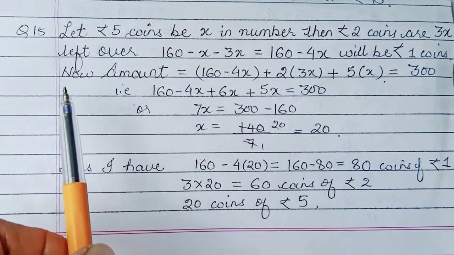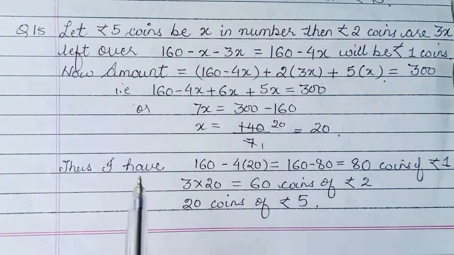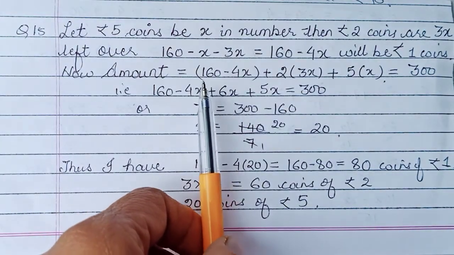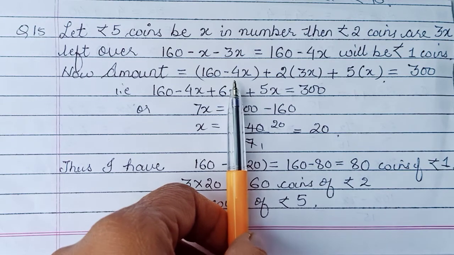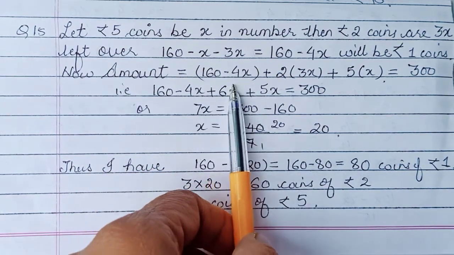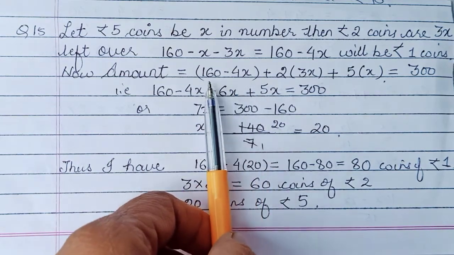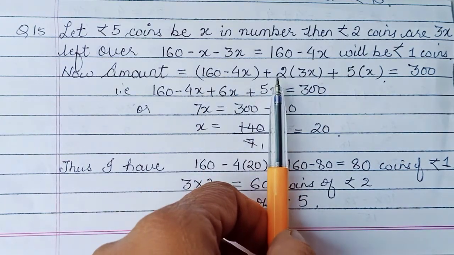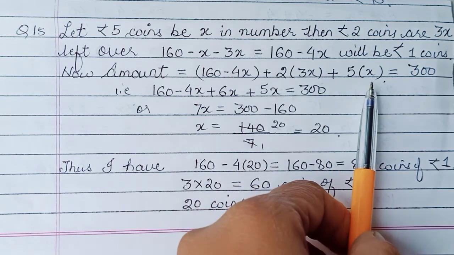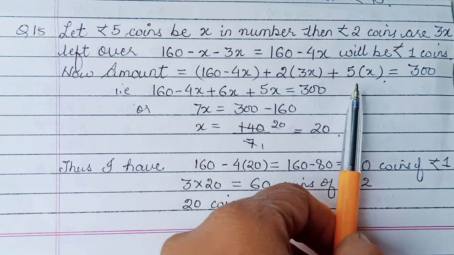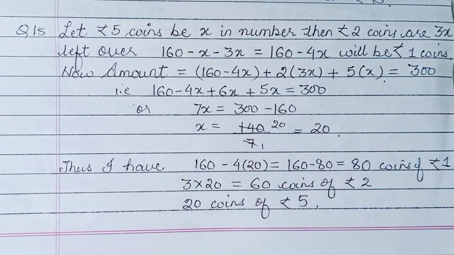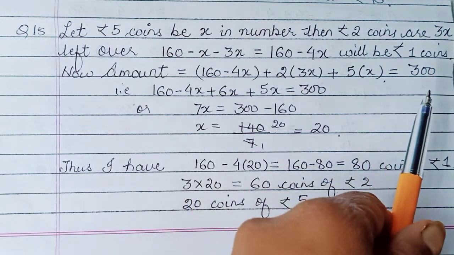Now, same way, amount will be the value of the money times its number. So the number of rupee 1 coins we had was 160 minus 4x, into 1, it will remain the same. So 160 minus 4x is the amount from rupee 1. How much will we get from rupee 2? There were 3x coins, so 2 into 3x, and from rupee 5 we took x coins. All right, so multiplying the number with the value and summing it up, I had rupees 300. So this total amount was rupees 300.